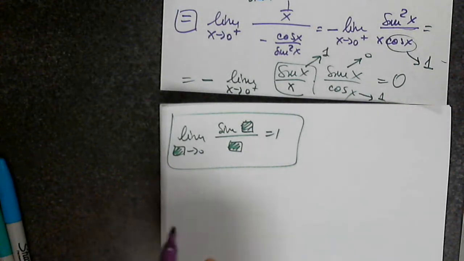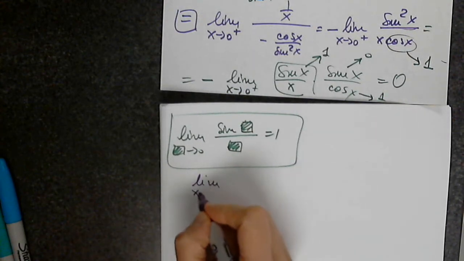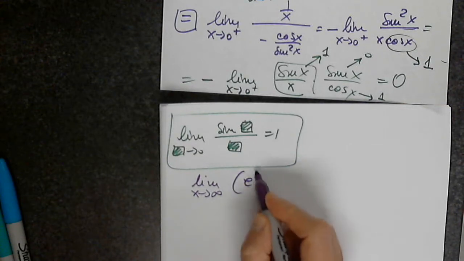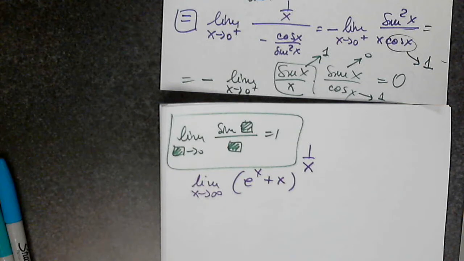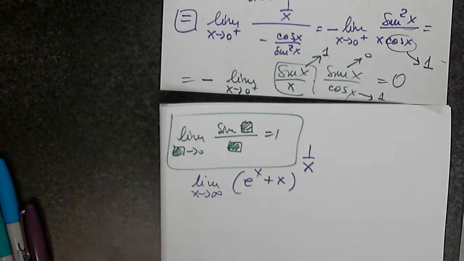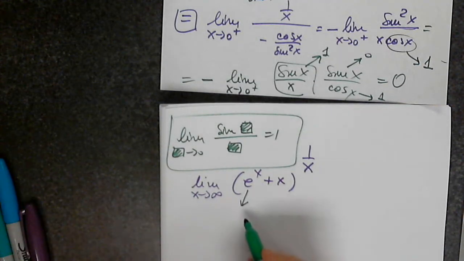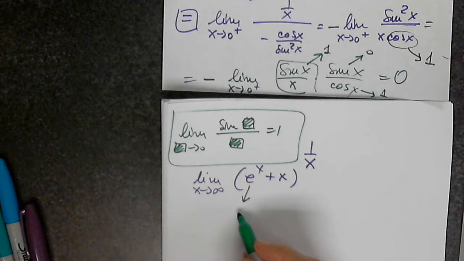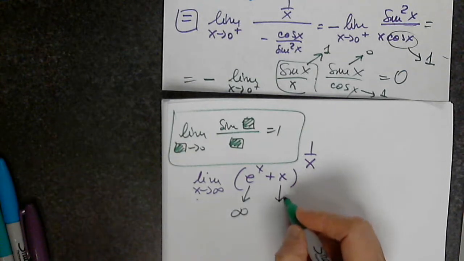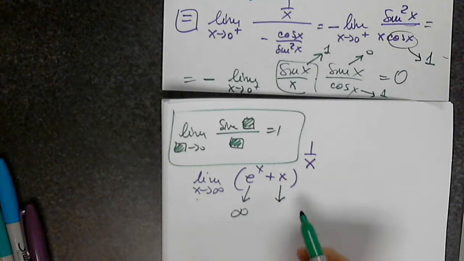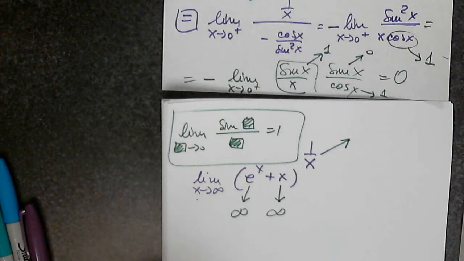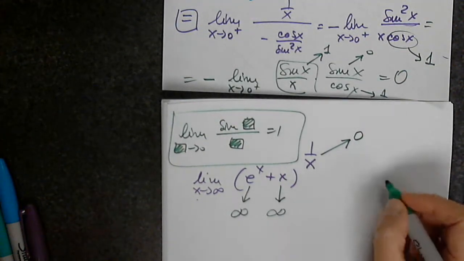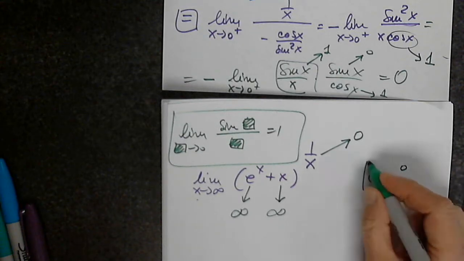Okay, part B. So we had the limit as x approaches infinity of e to the x plus x, raised to 1 over x. Where does e to the x go as x approaches infinity? Perfect. Where does x go as x approaches infinity? I know it's silly. Good. Where does 1 over x go when x approaches infinity? Exactly. So we have infinity raised to 0.